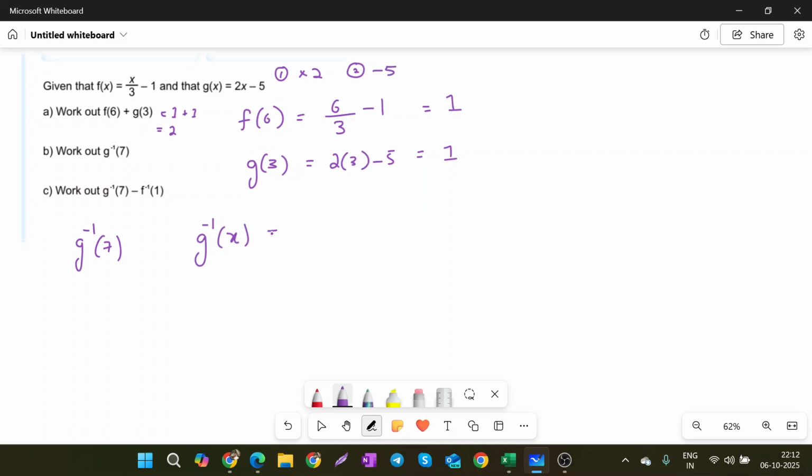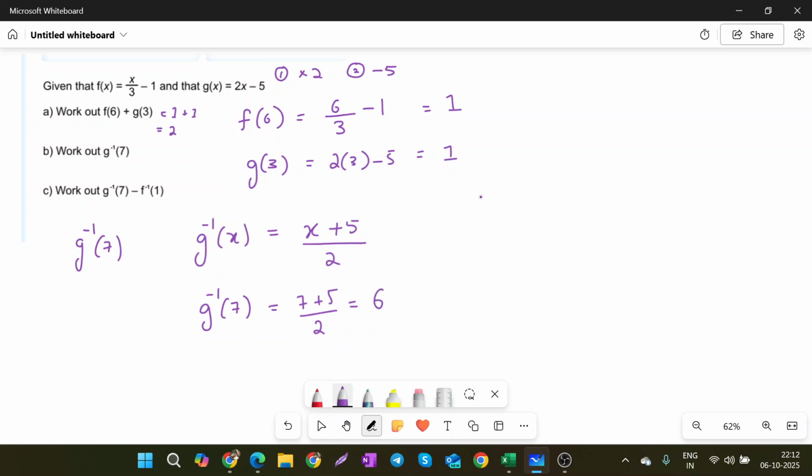So if I want to undo that process in the reverse order, if I start with an x, to undo a minus 5, we're going to do a plus 5. To undo a multiplication by 2, we're going to do a division by 2. So we've got g inverse of x equals (x plus 5) over 2, which means now I could find g inverse of 7, which should be equal to (7 plus 5) over 2, replacing the x with a 7. That gives us 12 over 2, which should be 6.